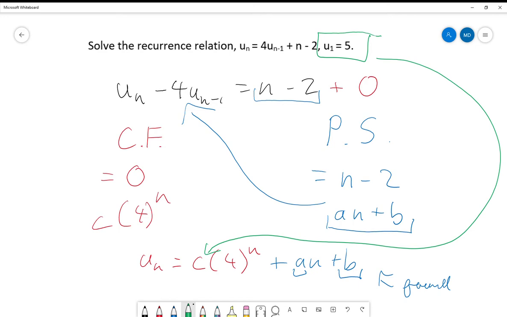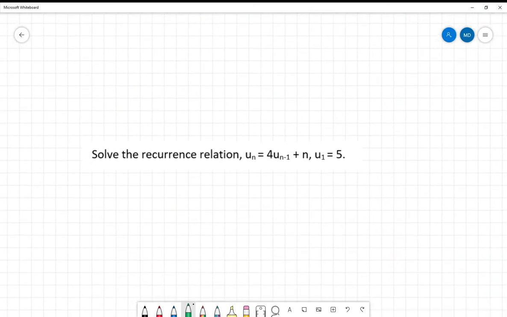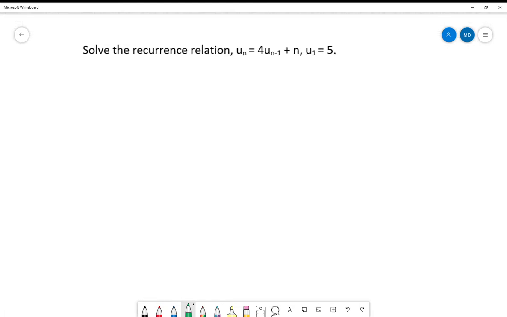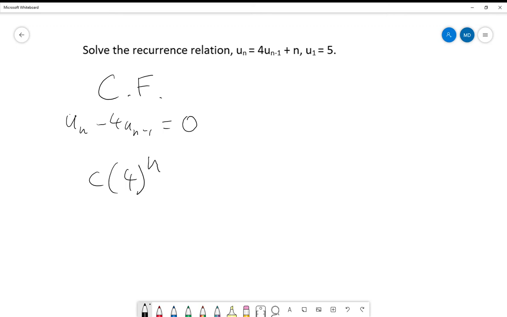Now, let's use this in another example. So here, this is a very, very similar example. So we want our complementary function first, which from this we're dealing with un minus 4 lots of un minus 1 equal to 0, and that gives us a complementary function of c times 4 to the n, just like before, because this is a very similar problem.